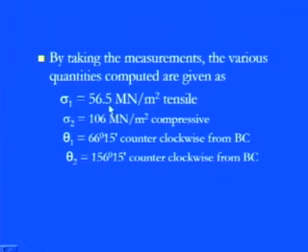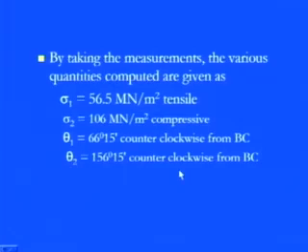So we have 56.5 MN/m², that is tensile in nature, and sigma 2, which you see is towards the left direction of the horizon, is 106 MN/m² compressive. Theta 1 was positive because it was in the clockwise direction from BC, 66.15 degrees. By adding 90, we get theta 2, the location of the other principal plane: 156.15 degrees counterclockwise from BC.